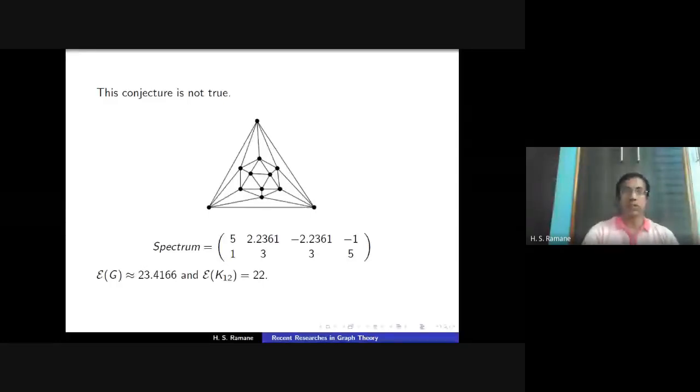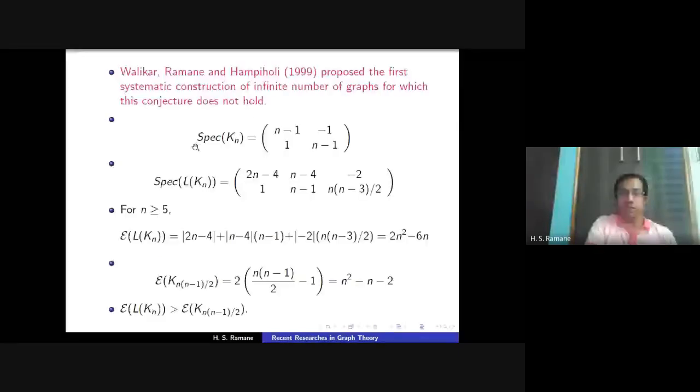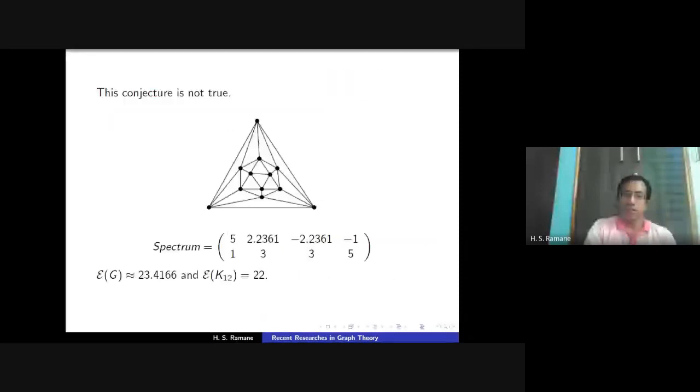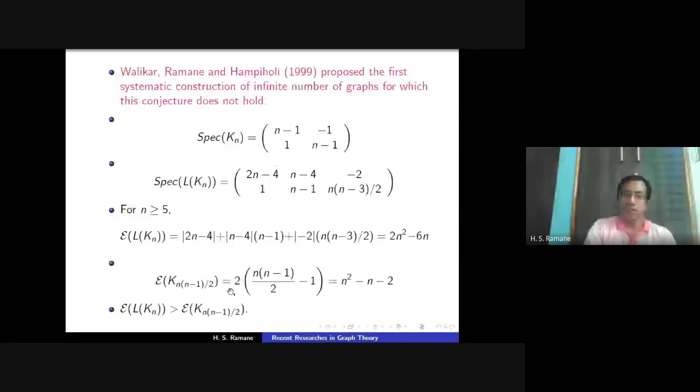So we propose a method to construct graphs for which this conjecture is not true. The spectrum of Kn is this, and the spectrum of its line graph is given by this. From this, we can get the energy of L of Kn as 2n square minus 6n, and the energy of the corresponding complete graph is n square minus n minus 2. For n greater than or equal to 5, the quantity 2n square minus 6n is always greater than n square minus n minus 2. So for different values of n starting from 5, one can get complete graphs whose line graphs disprove the conjecture of Gutman. So many graphs can be constructed for which the conjecture is not true.